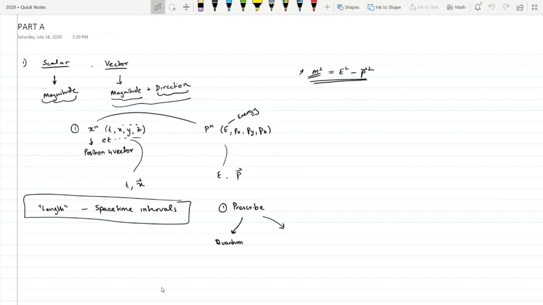We don't have a description of quantum mechanics that's relativistic. When you go towards relativistic quantum mechanics, you have something called QFT. So I just want to do a quick diagram of what the roadmap of physics looks like.